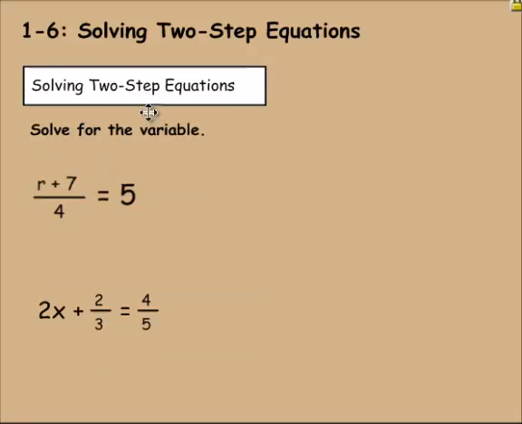So for solving this two-step equation, we need to solve for the variable r here. We need to see what r equals. And so the first thing we need to do is get r by itself. So we need to do two things here. There's a division here, and then there's an addition. So we need to do two things to get the r by itself. Well, we need to do the opposite of the dividing first. So we have r plus 7 divided by 4. We can multiply both sides by 4.